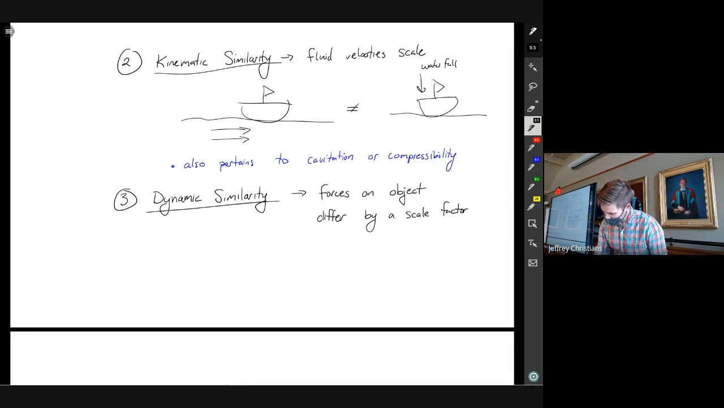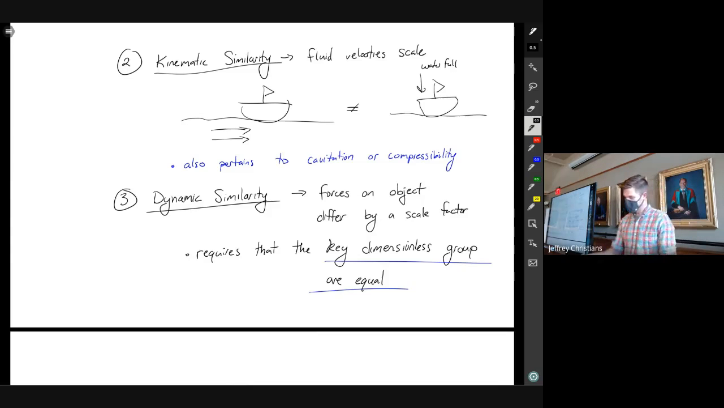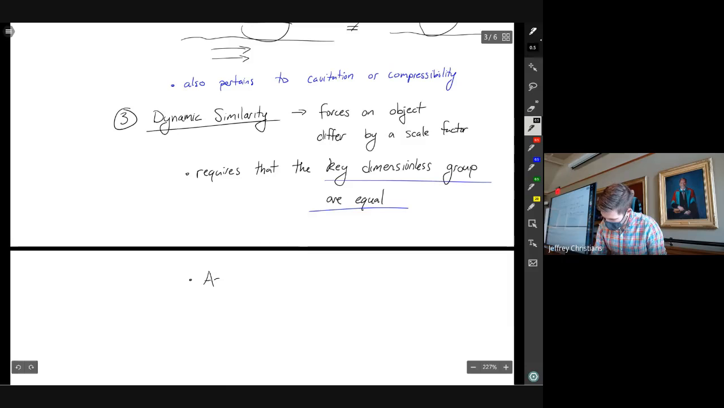To get this requires that the key dimensionless groups are equal. And I'll underline that. Okay, so it requires that these dimensionless groups are equal. It also requires the other two. So it also requires geometric and kinematic.